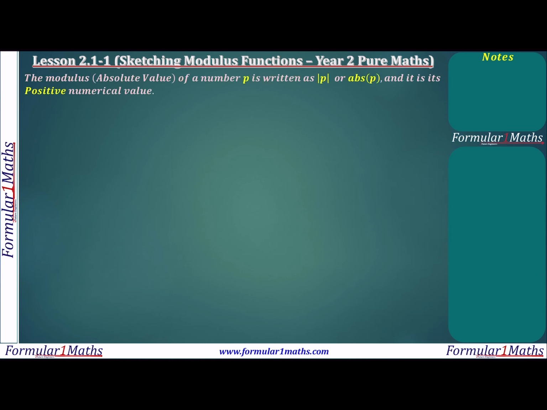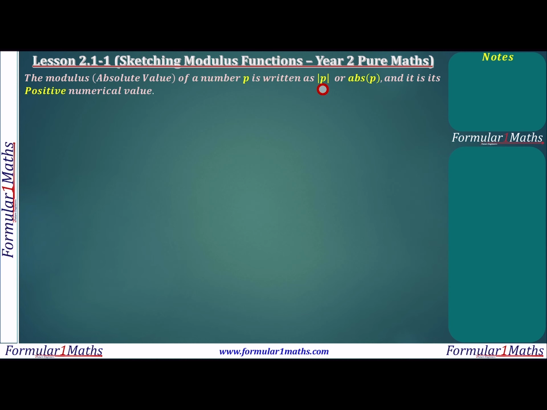The modulus, or absolute value of a number p, is written like this. So you have the p placed between two vertical bars. Sometimes it's also written like this. And this is the positive numerical value of p, which means that even if p is negative, once p is put into this symbol here, the value becomes positive.